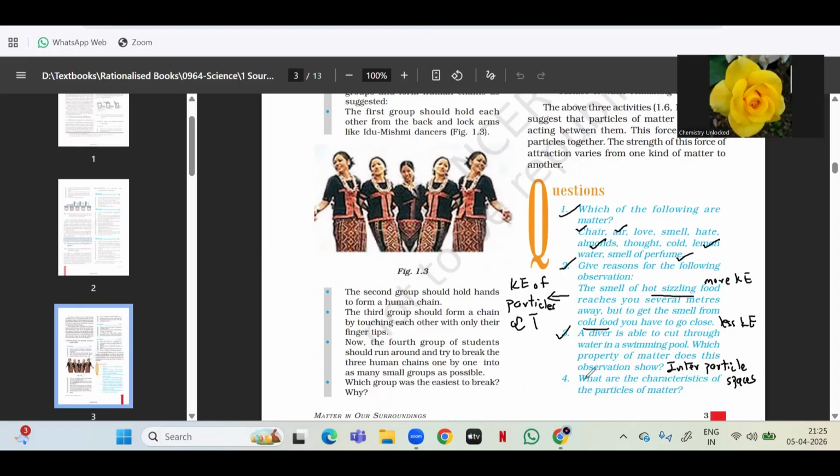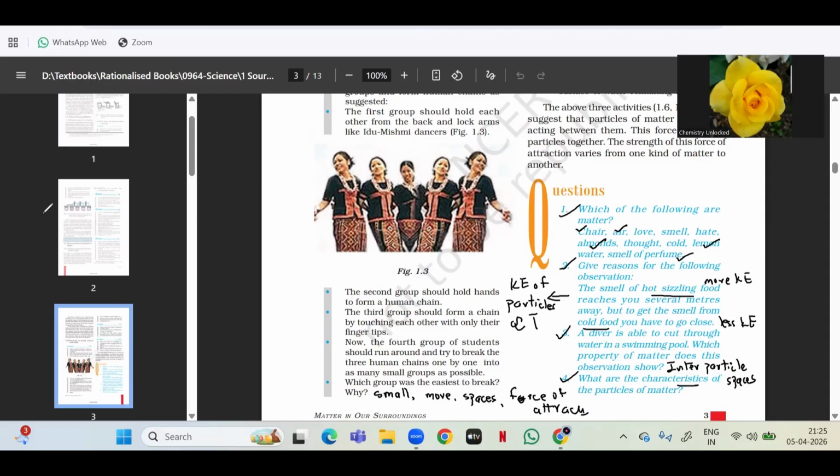What are the characteristics of particles of matter? Till now we have studied that particles of matter are very small, they continuously move, they have spaces between them, and they have force of attraction between them. So these can be considered as the characteristics or properties of matter.